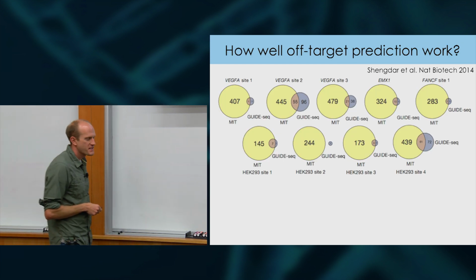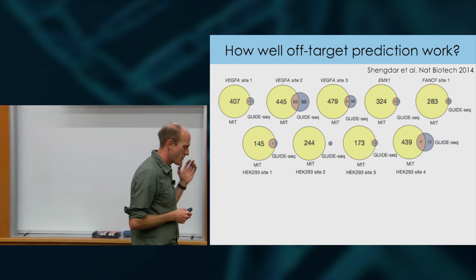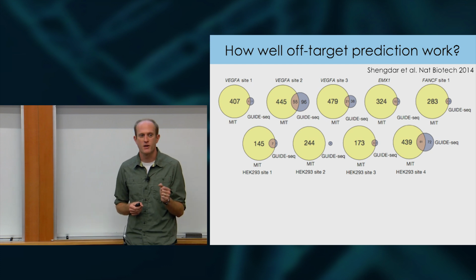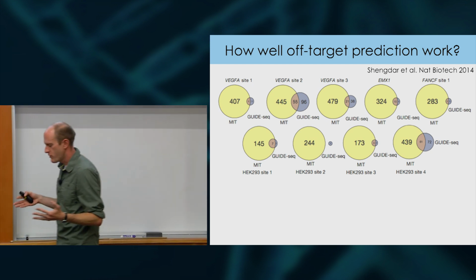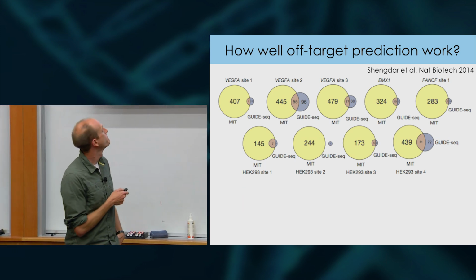So now, of course, we have to ask, how well do these things work? There are various ways that people have come up with to, in an unbiased way, find off targets. They have names like GUIDE-seq and BLESS. And you might ask yourself, how well do they correlate? If we predict something is going to be off target, how well does that correlate with being off target?